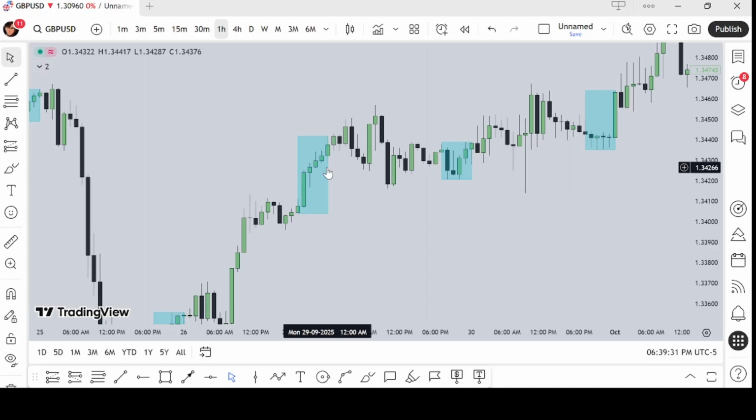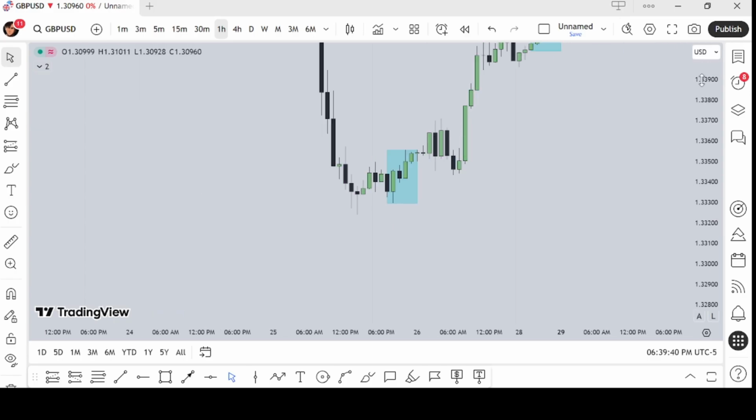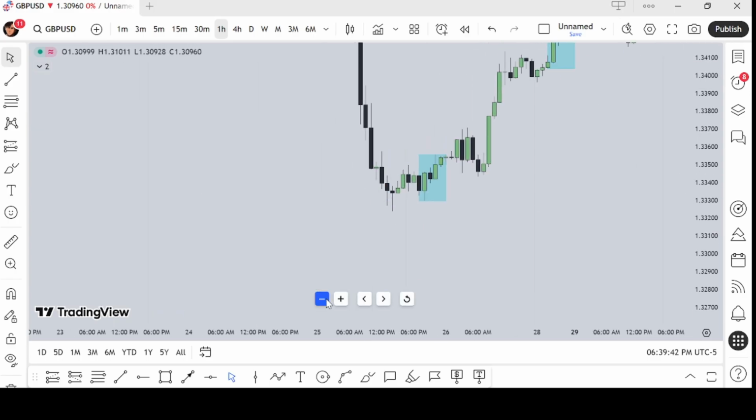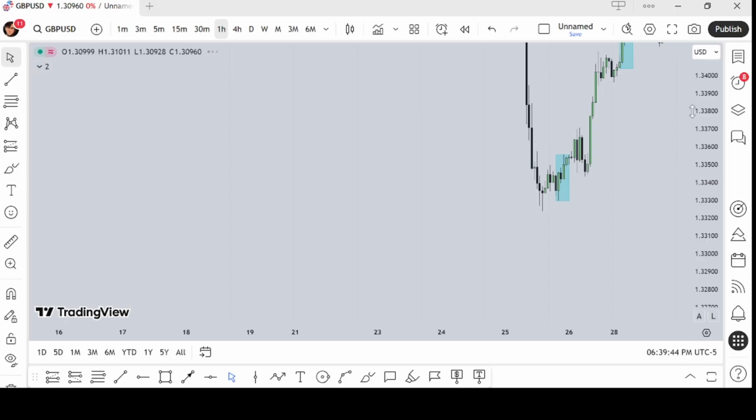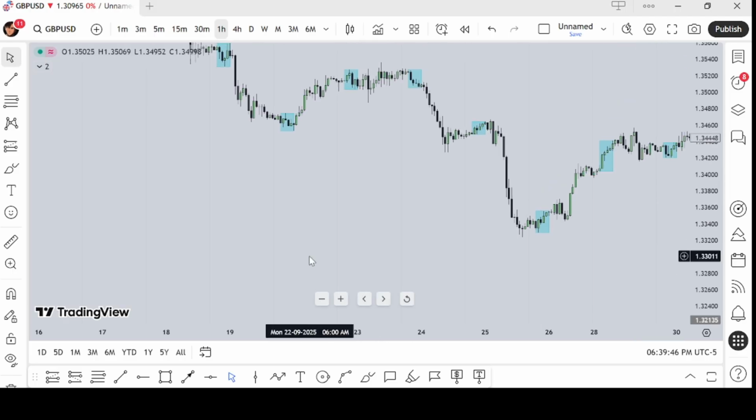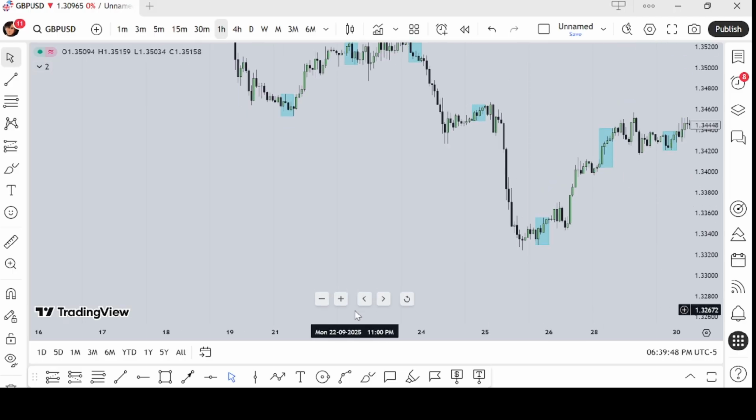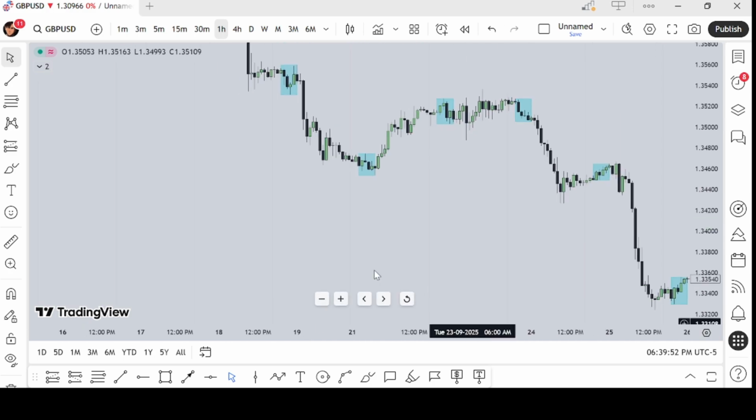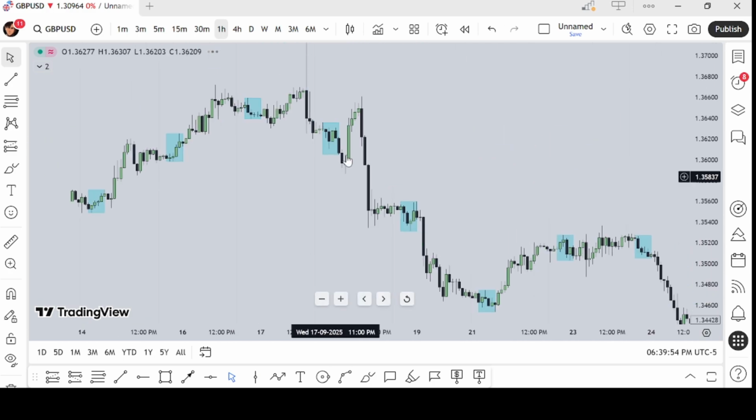Another example: accumulation, manipulation, distribution. Another manipulation here on the London high, distribution. So guys, this repeats every single time. This repeats every single week. You can make money from this strategy. It is very, very simple. It's not rocket science.